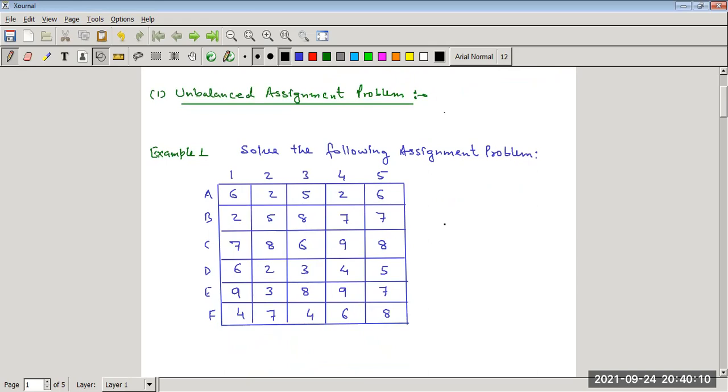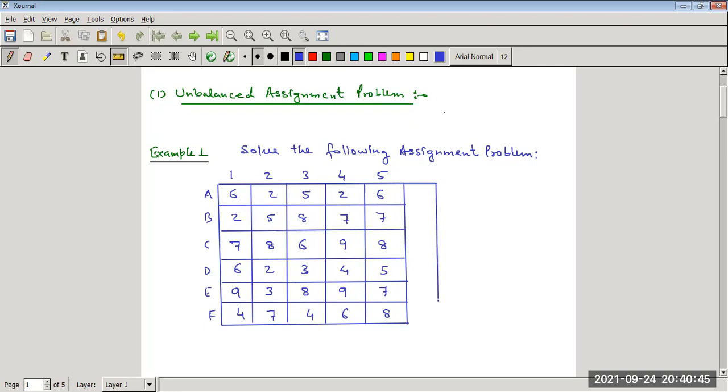So in this example number 1, solve the following assignment problem. We have 1, 2, 3, 4, 5 columns and rows A, B, C, D, E, F. Now, because the number of rows and columns are not equal, and the number of columns is less than the number of rows, we have to add one column with cost associated with it as 0.